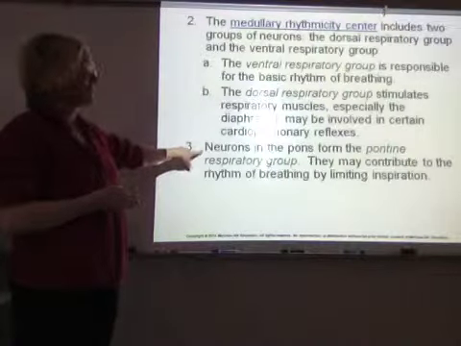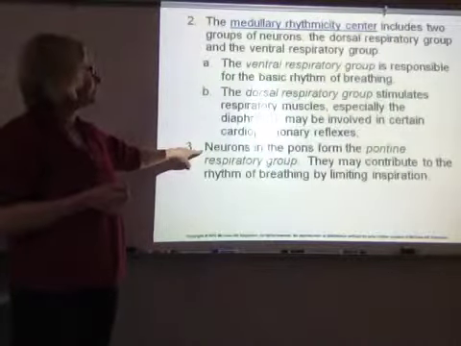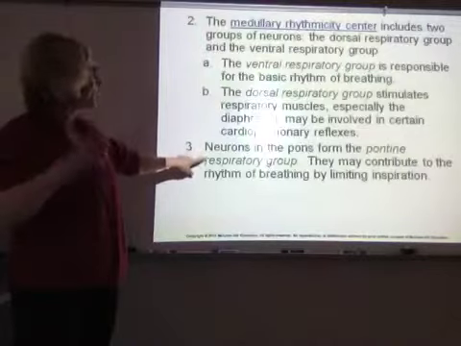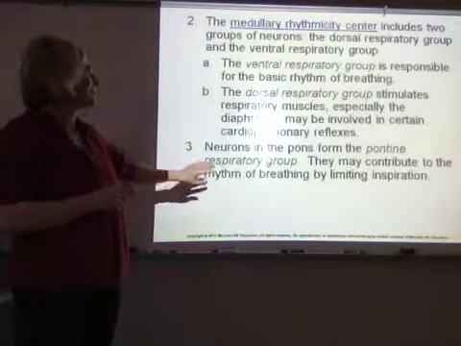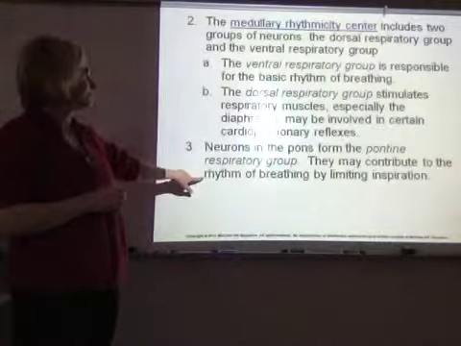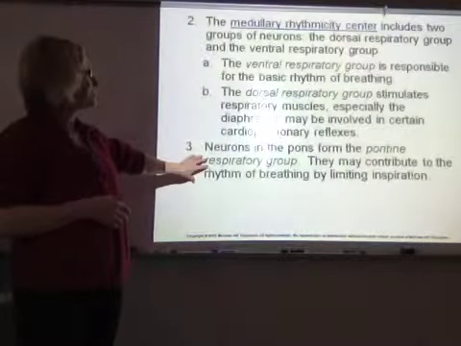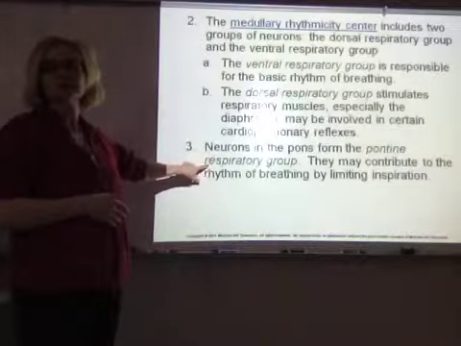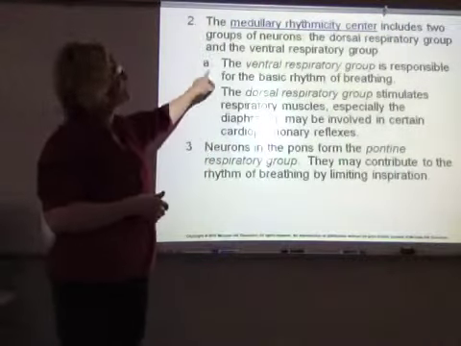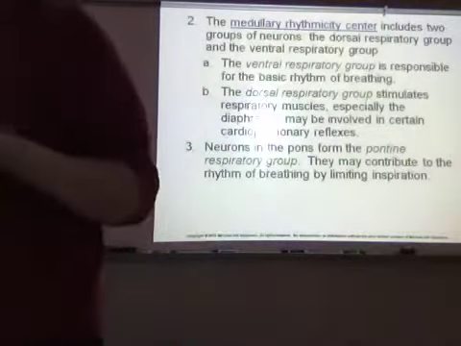Neurons in the pons, which is also part of your midbrain, form the pontine respiratory group. They may help with the rhythm of breathing. Notice this group is separate because there's less known about it. These are your two main groups that you should know.